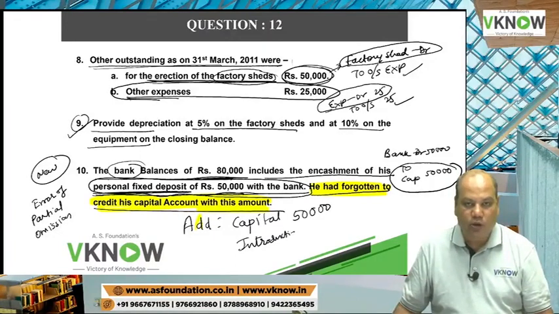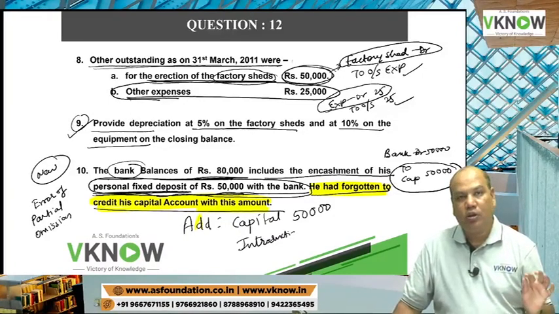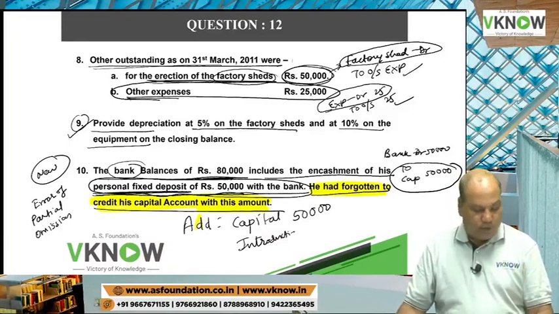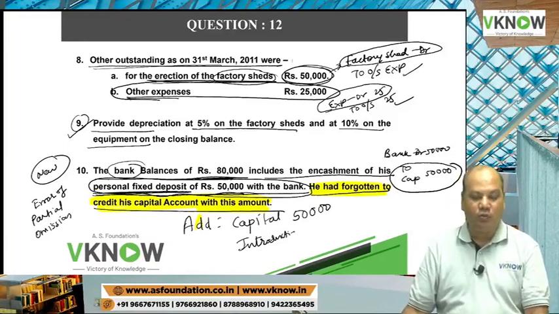So now we will do it. We will simply add 50,000 in capital. No need to adjust bank. Bank is already correctly debited. The credit effect was not given, and that effect we will give now. Is it right? You are free to ask any query till now.